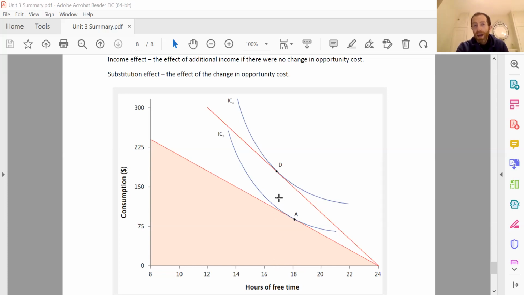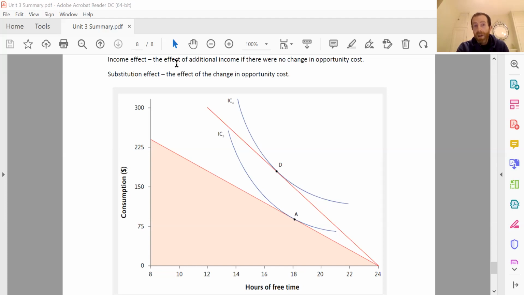How much of that is down to the fact that now they kind of feel wealthier, and how much is down to the fact that now working can earn them more money? Those two things are what we refer to as the income effect and the substitution effect.